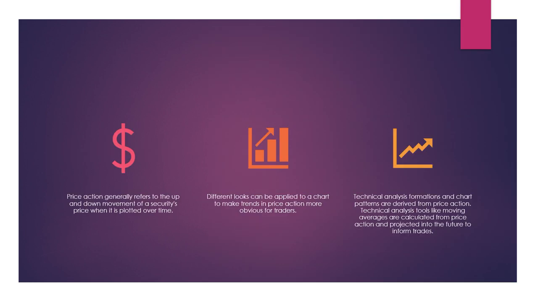Price action generally refers to the up and down movement of an asset's price when plotted over time. Different looks can be applied to a chart to make trends in price action more obvious for traders. Now that's a lot of words, but imagine you have your domestic partner, your wife, your husband, whoever you live with, and you've been together for a long time. You also have a couple kids. Okay. When they walk in the door, you can kind of look at their face and interpret what's going on.